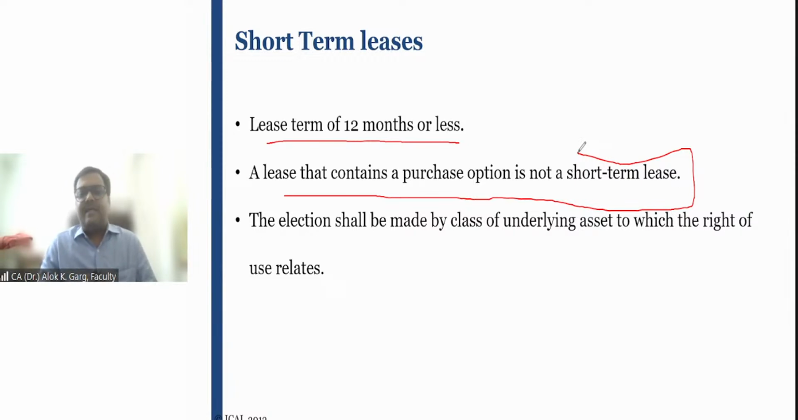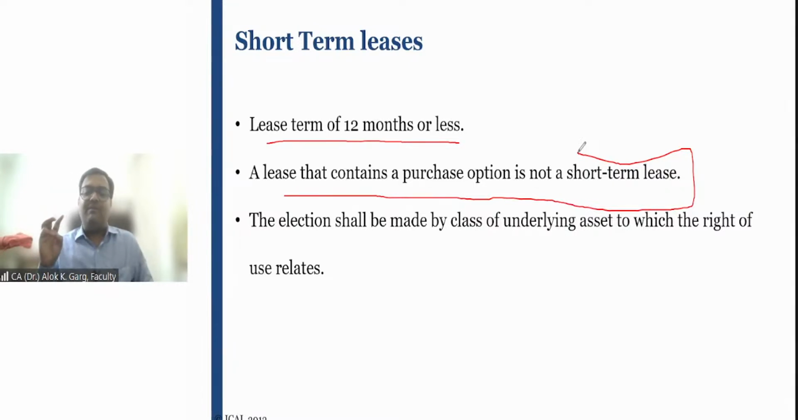Sir, for example, I have a car lease for 12 months and a building lease for 12 months. 2 leases are there, car lease and building lease. Both the leases are short-term leases. Sir, I want to avail the exemption on the car lease, which means I don't want to create a right of use asset and lease liability on the car lease. But I don't want to avail the exemption on the building lease. For the building lease, I want to create a right of use asset and lease liability. Sir, can I do this? Answer is yes. So 3 things you need to remember.